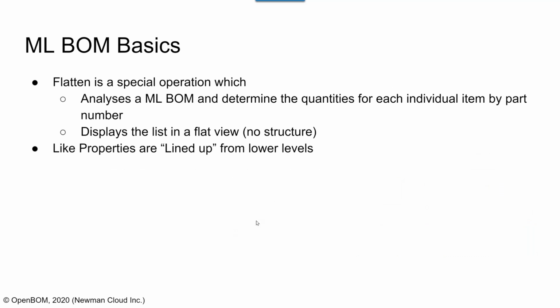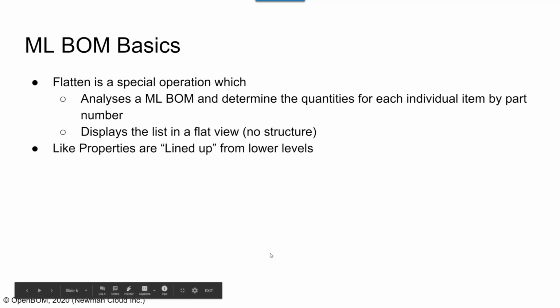Another aspect of multi-level that is often important is the ability to flatten a multi-level BOM. Now, flatten is not the same as single level. We're going to point that out a little bit. But flatten takes all the structure out of a multi-level BOM, and it just shows you the bits and pieces as well as the quantities. And it's often called a quantity report, or flatten report.